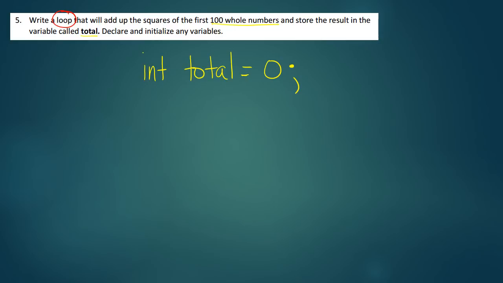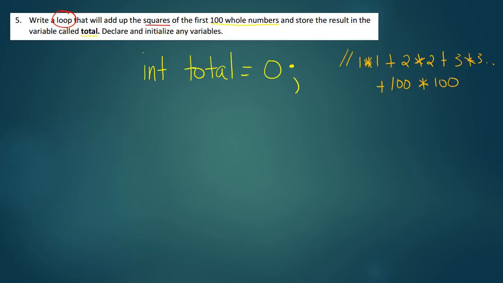All right, now I'm going to add up the squares. So if I'm going to add up the squares, I need to figure out what it is that I'm actually putting into total. So I need to understand what it is that I'm doing. So I'm going to be adding up 1 times 1, plus 2 times 2, plus 3 times 3, all the way up to 100 times 100, and adding that all together and storing that result into my total. So I need to write a loop to do this.